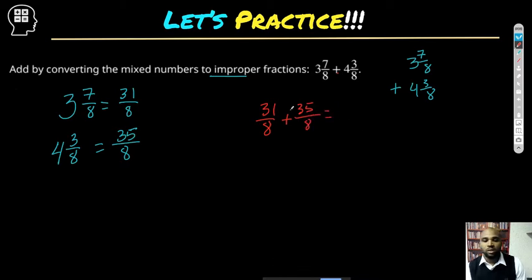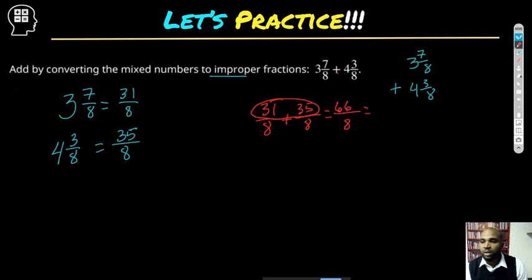All right, so this is pretty simple now because I know that when I'm adding, the bottom stays the same, and I just add these two top ones. 31 plus 35 is 66. And I try to simplify if I can, and by converting mixed numbers. So we'll leave it as an improper fraction since that's what they asked us to do.